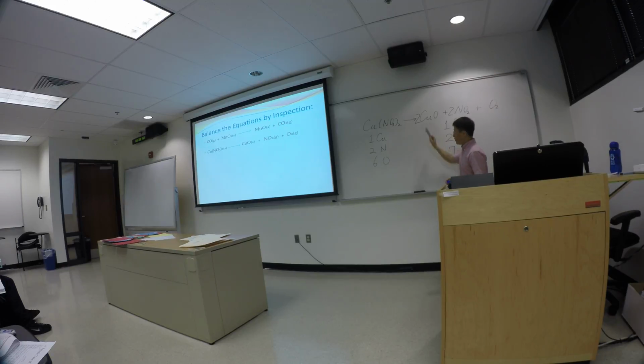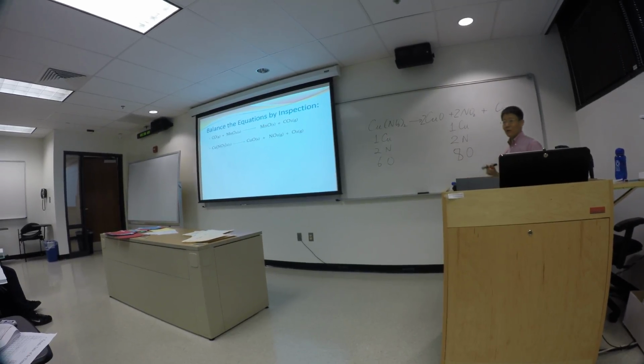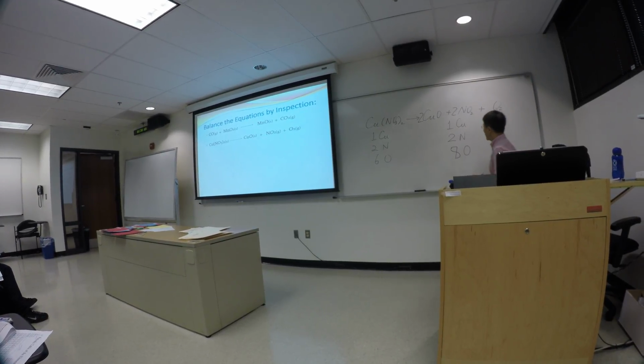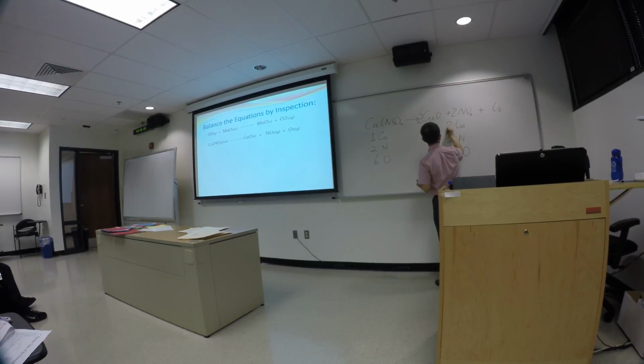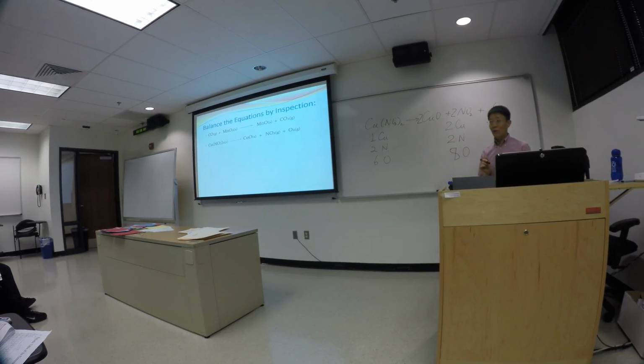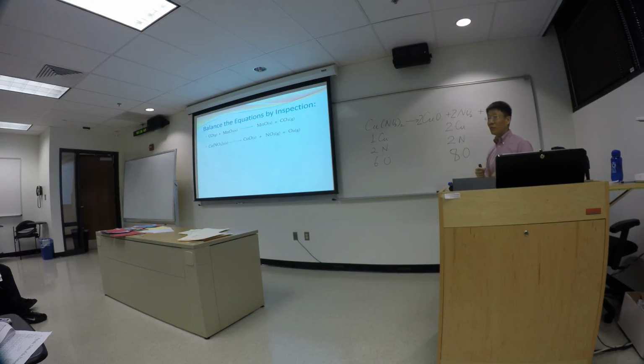If you put a 2 in here, that will give you 8 oxygens on the right, but it will also give you 2 coppers on the right. Now see, look what you did. We had two elements already balanced. Now you put a number in front of one of them, copper is no longer balanced.